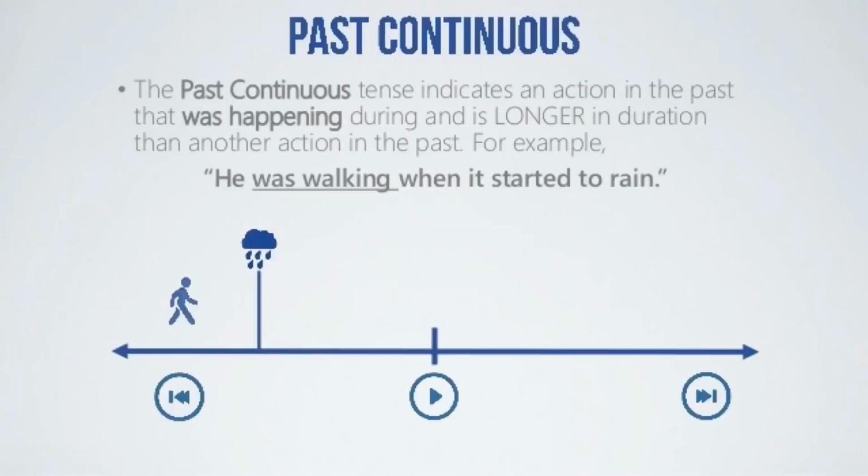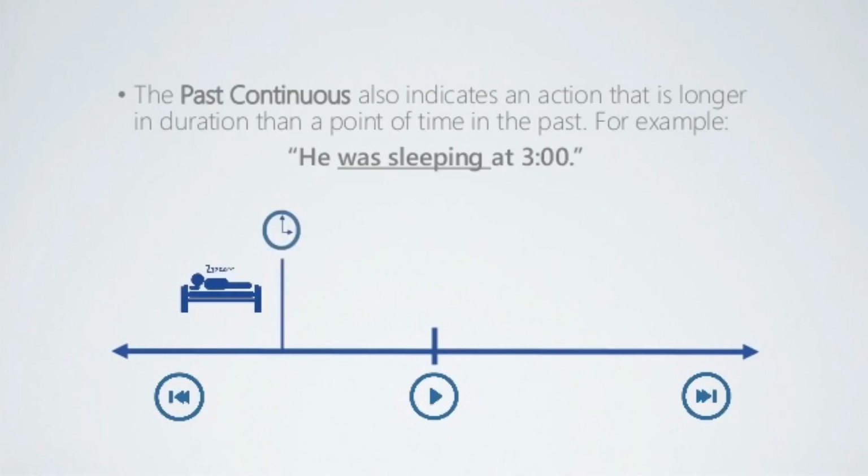Next we have the past continuous tense. Well, the past continuous tense basically indicates an action in the past that was happening during and is longer in duration than another action in the past. For example, he was walking. Did you notice that here we use the verb was with the past continuous sentence? Now, let's see the next example of the past continuous tense. Here we have, he was sleeping at 3 o'clock.